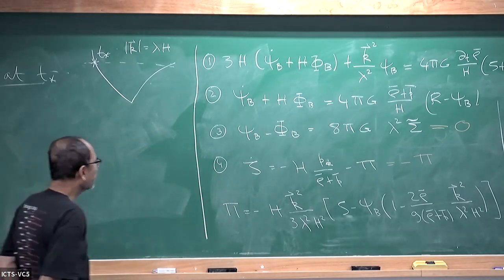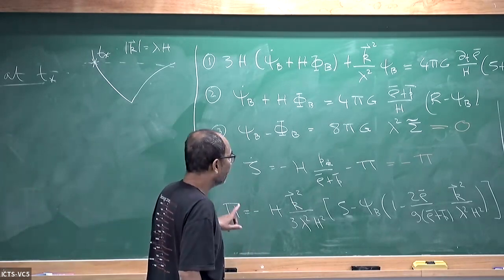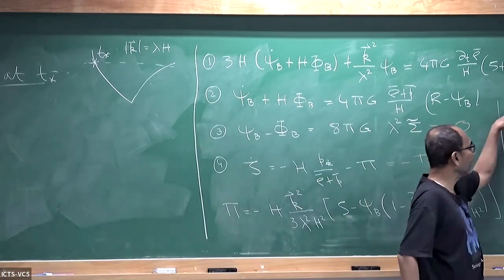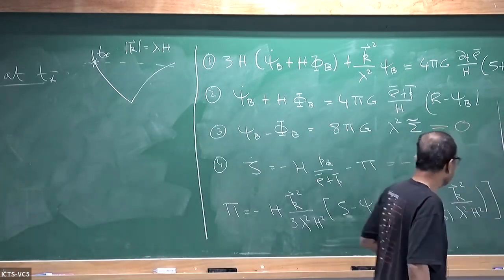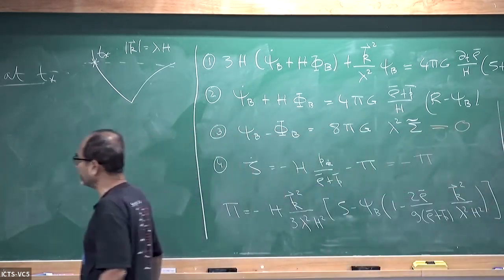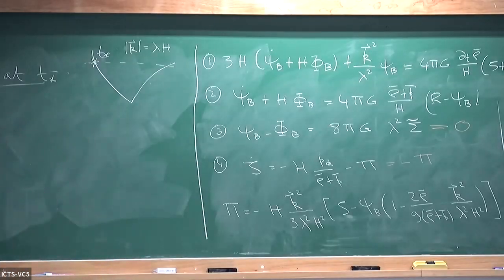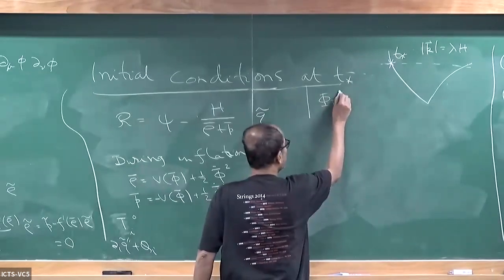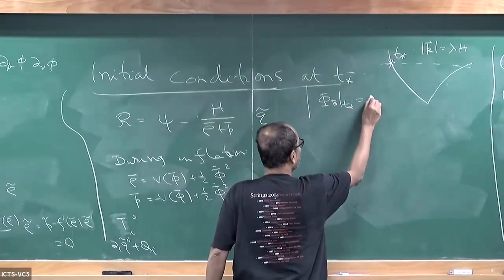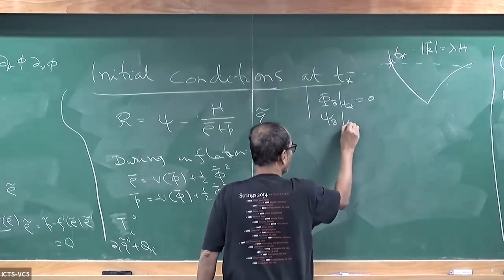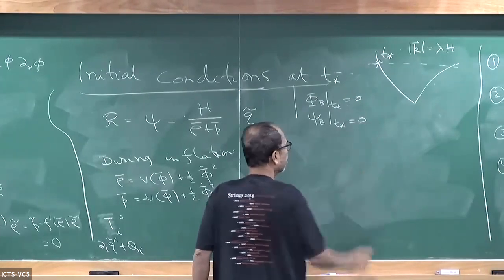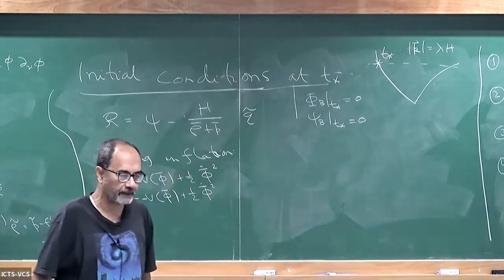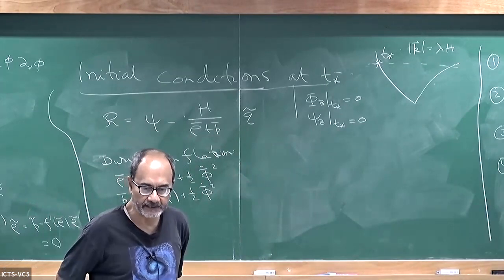Okay, so now we are trying to find the initial conditions for all these variables. And we said that the initial conditions on phi b and psi b are just 0. So phi b at t star is 0, and psi b at t star is equal to 0. We are saying that their correlation functions are all 0, so there is no fluctuation of phi and psi at t star.